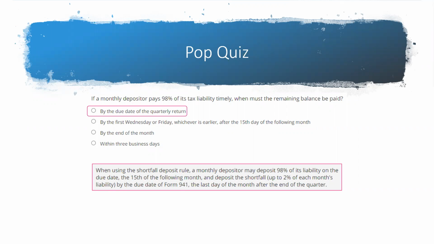It is A. Good job, guys. So as long as they deposit 98% of the liability on the due date, then by the 15th of the following month, the shortfall can be paid with the Form 941. And again, make sure if you pay with a Form 941, you're including Form 941V, which is that payment voucher to show the amount that you're paying.